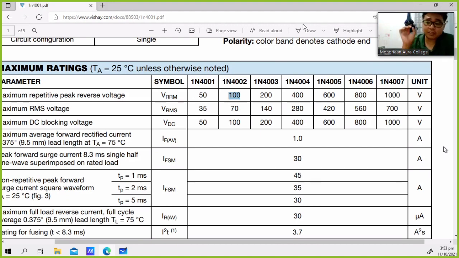Kasi iba ang function ng Zener sa mga regular na rectifying diodes. Rectifying diodes are used for rectifiers to convert AC to DC. Zener diodes are used as voltage regulators. Okay?